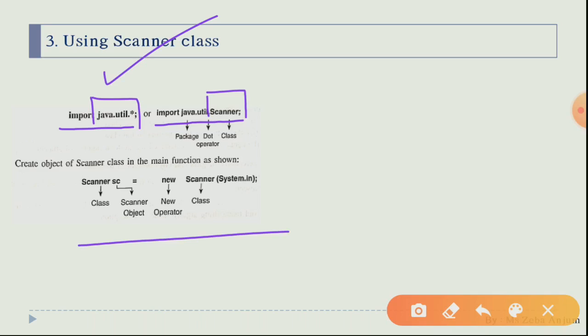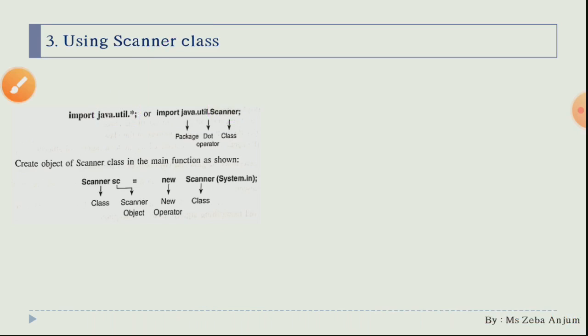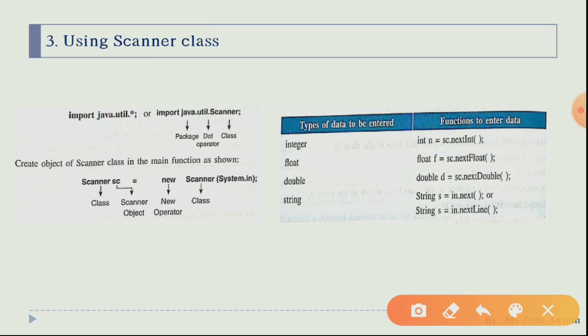Okay, now see over here, this is basically the syntax of how you are going to create an object of your scanner class, and whenever you want to take any input, you will be using this sc. Basically this sc is user defined. You can give any name to this object, but you have to follow the rules of identifiers here also. Okay, so some functions, let us see very quickly. For integer, we have nextInt. For float, nextDouble. For string we have two, in.next and in.nextLine.